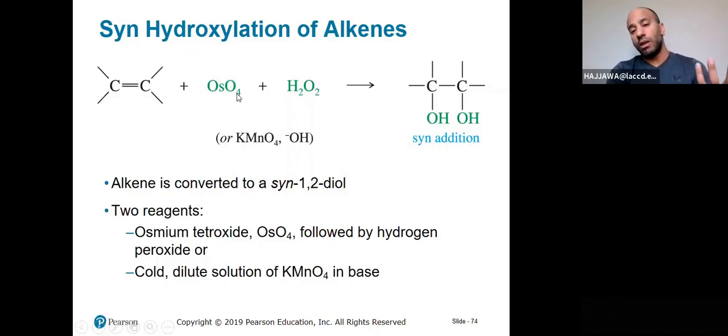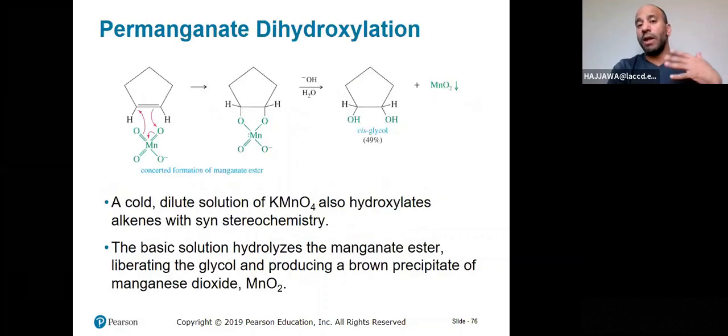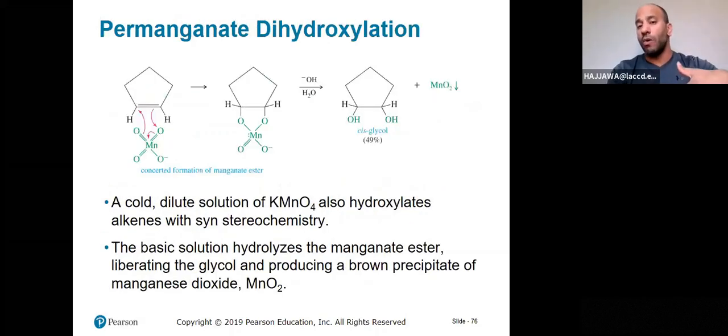Now, the osmium has the problem of toxicity. The KMnO4 has the problem of yield. So each of the 2 methods has drawbacks. But again, these are the 2 ways we can make a diol out of an alkene. It's very important to keep in mind that it's going to be a syn diol. There's no mechanism required for either of the 2. So whether you make the osmate ester or the manganate ester, you're going to end up making the 2 OHs coming from the oxidizing agent. Whether it's osmium tetroxide or KMnO4, potassium permanganate, the 2 oxygens are coming from there.